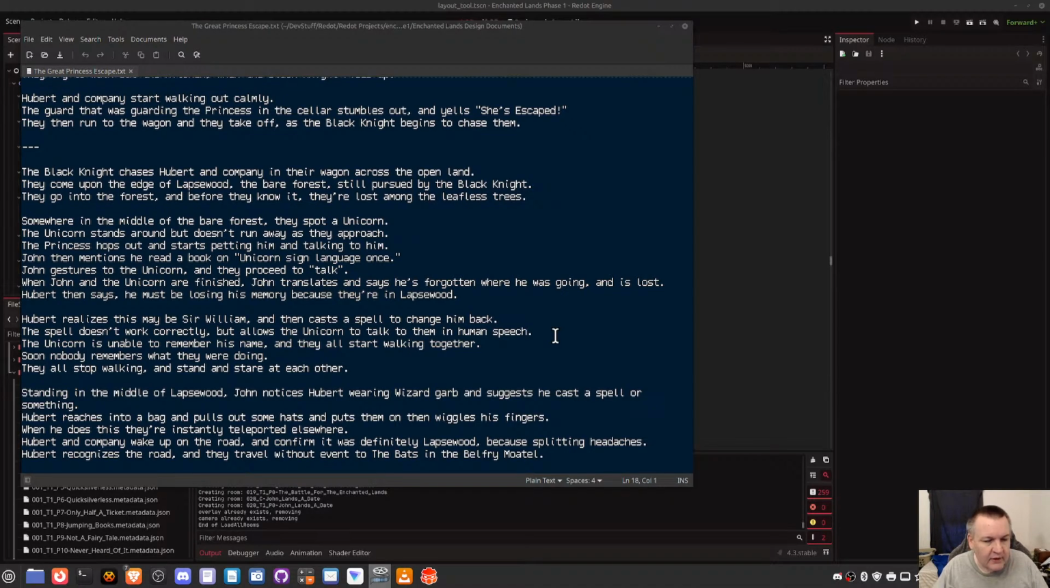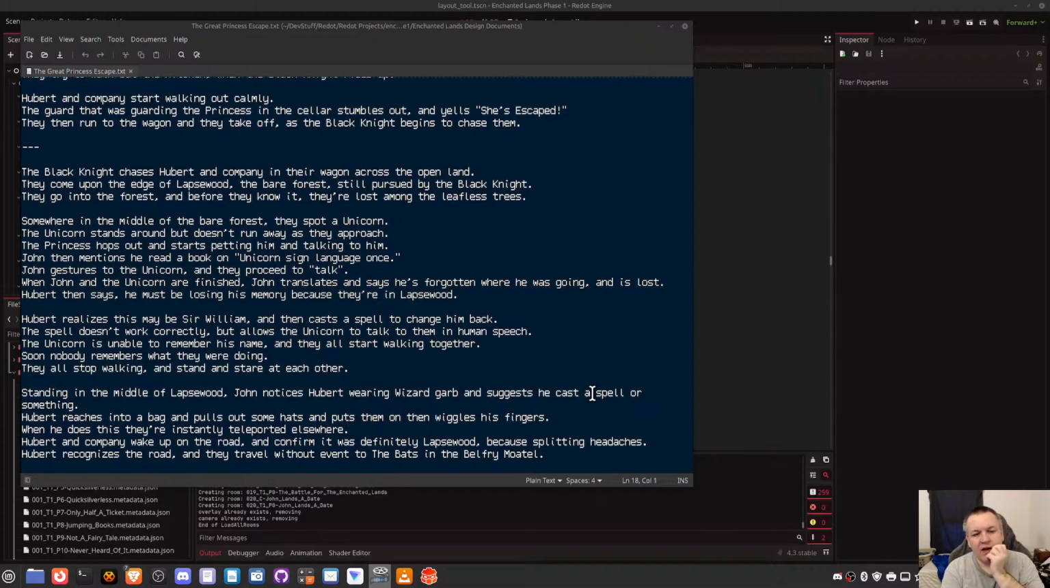So okay, let's read this. Black Knight chases Hero and company in their wagon across open land. They come upon the edge of Lapswood, the bare forest. Still pursued by the Black Knight, they go into the forest. Before they know it, they are lost among the leafless trees. Okay, so that clearly does not have a place for a decision point. So we'll see. Somewhere in the middle of the bare forest, they spot a unicorn. The unicorn stands around but doesn't run away as they approach.